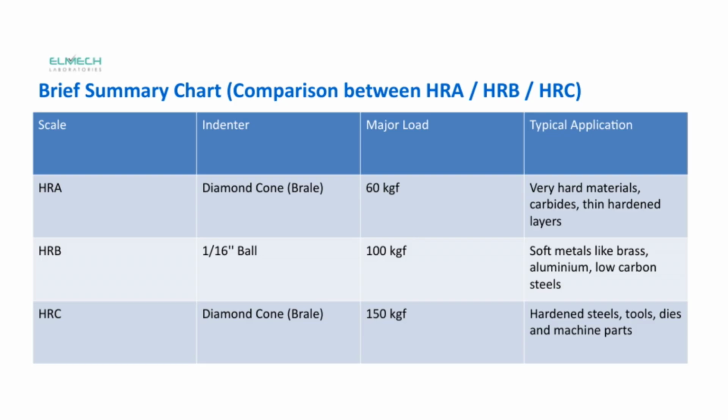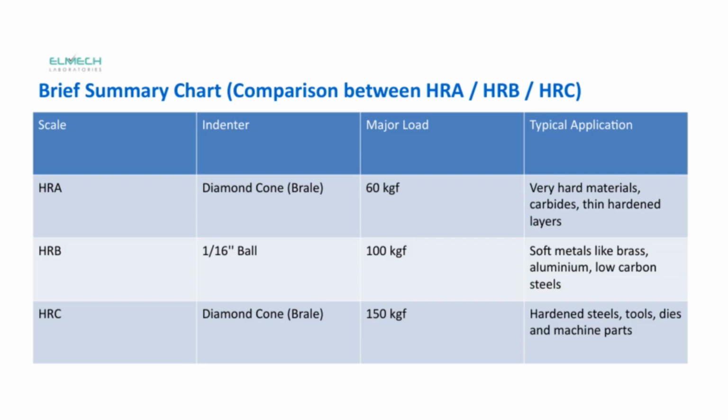Next, we have HRB, which employs a 1/16-inch diameter steel ball as the indenter, with a load of 100 kilograms force. This scale is more suited for softer metals such as brass, aluminum, and low-carbon steels. It provides a good measure for materials with moderate hardness.